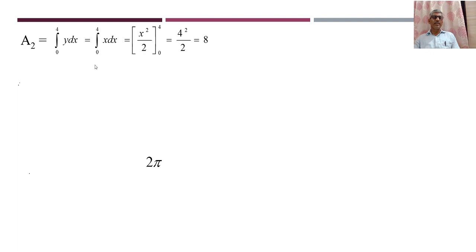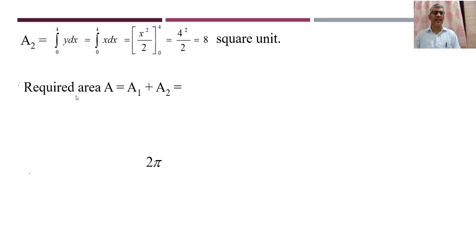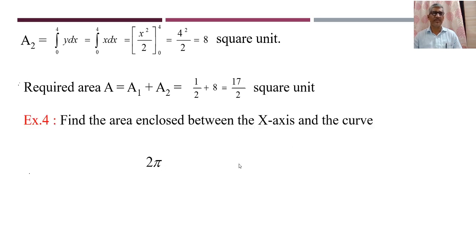Second, A2 is integration with limits 0 to 4 of y dx, which is integration of x dx, and the integration of x is x square divided by 2 from 0 to 4, upper limit minus lower limit. The lower limit is 0 and the upper limit is 4 square, which is 16 divided by 2, is 8 square unit. Then the required area A equals A1 plus A2, which is 1/2 plus 8, that is 17/2 square unit.